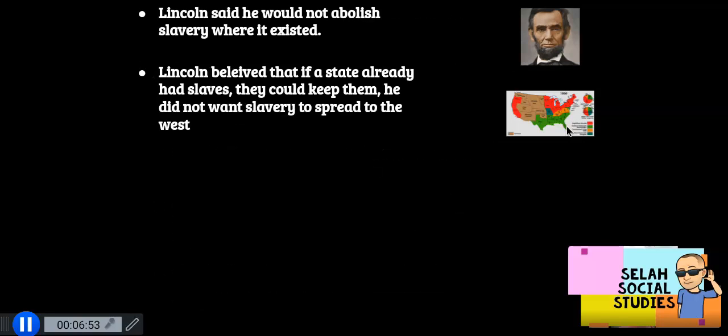So again, we'll cover this because this is important. Lincoln said that he would not abolish slavery where it existed, which meant all these southern states didn't even give Lincoln a chance. They did not listen to him or heed his warning. He said they had slaves, they can keep them. They just didn't want it to spread west. Now, what's the issue with that? Again, representation in Congress. If you can spread west and have more slave states, then you can have more representation in Congress.